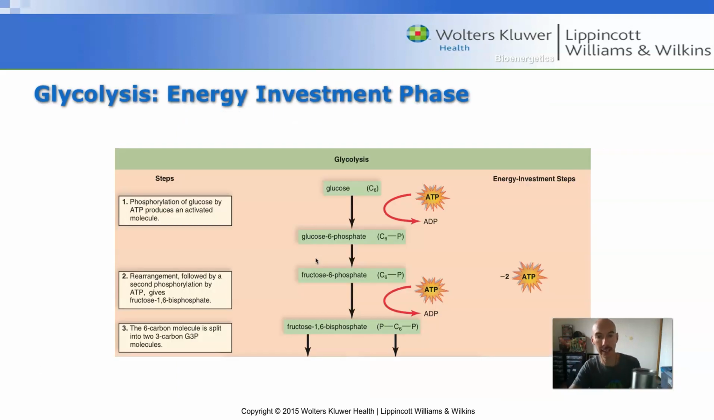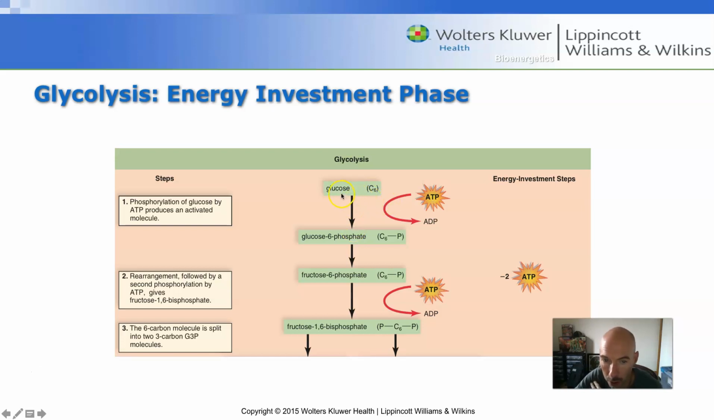Okay, so let's take a look at the cycle. So notice on these 2 slides, I have the phases broken down: investment phase, generation phase. All right, so here we have 4 steps that occur, and all we're really doing is rearranging the glucose molecule, okay? And ultimately, what we're going to do is split this molecule in half. So the chemical formula for glucose is C6, which stands for carbon.